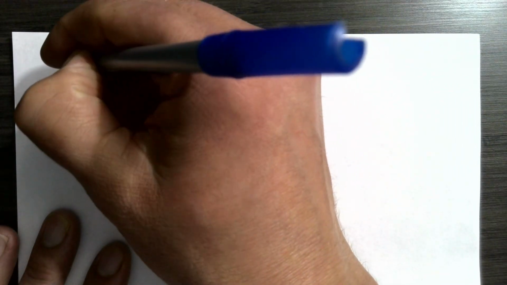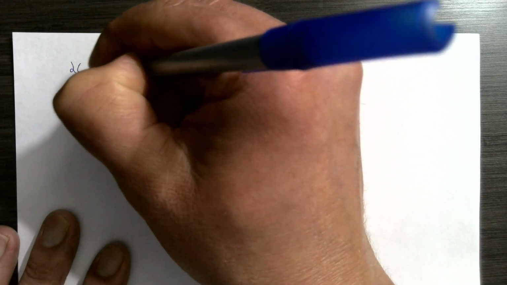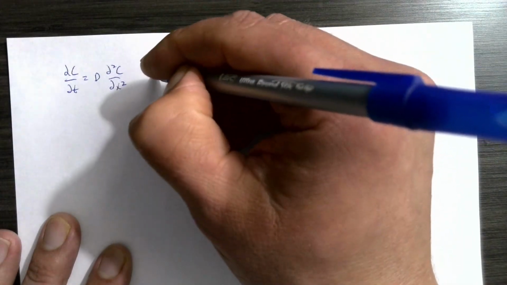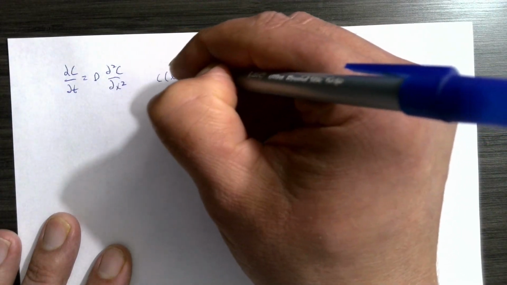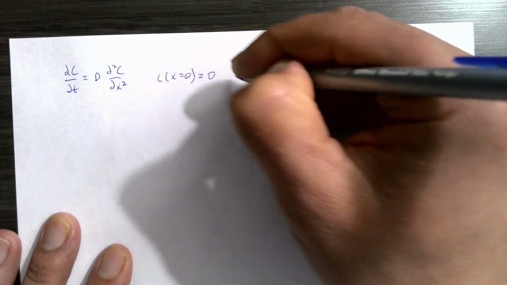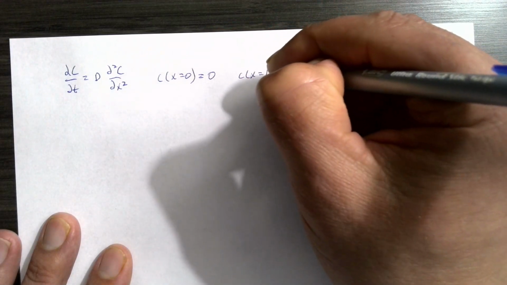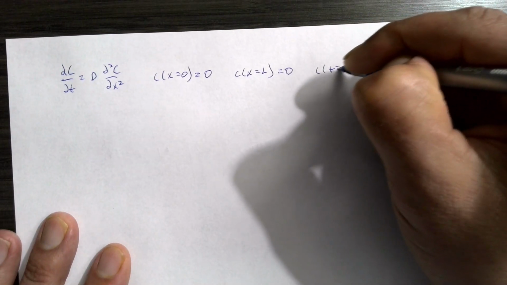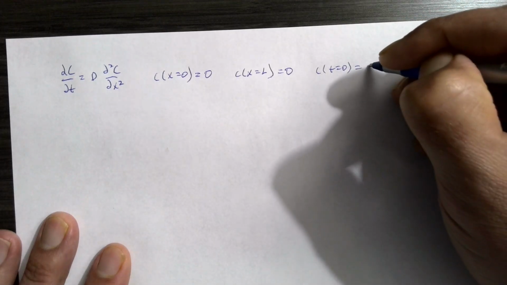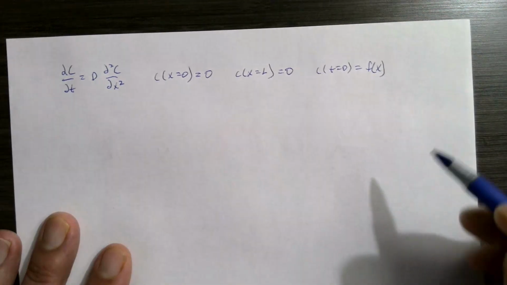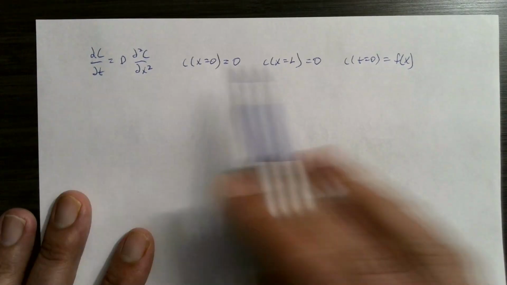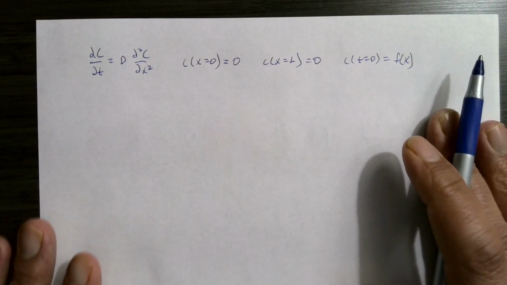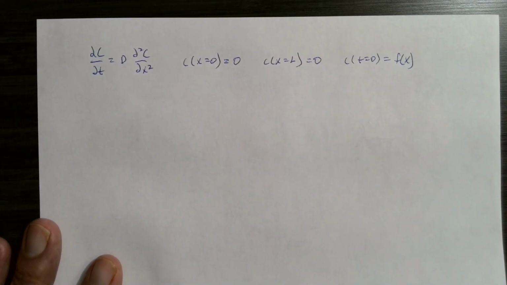We have dc/dt equals D d²c/dx². This is our model problem. Then we say c at x = 0 is equal to 0, c at x = L is equal to 0, and c at t = 0 is, we'll say, f(x) for now, and again we're going to think about it being a constant. So now it's just a math problem, and how can we solve this?